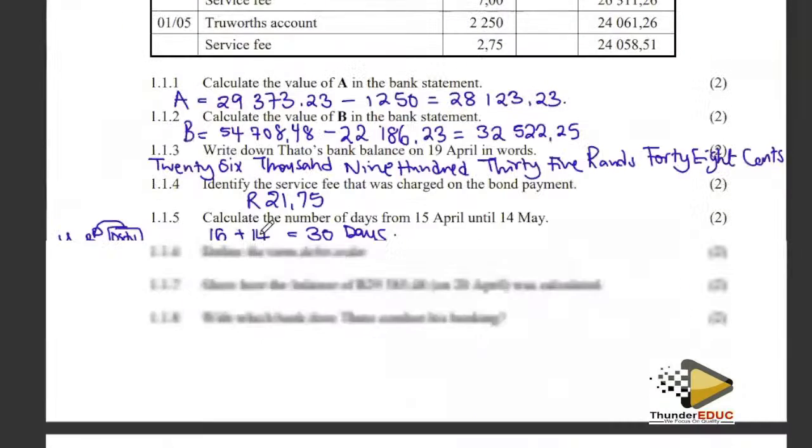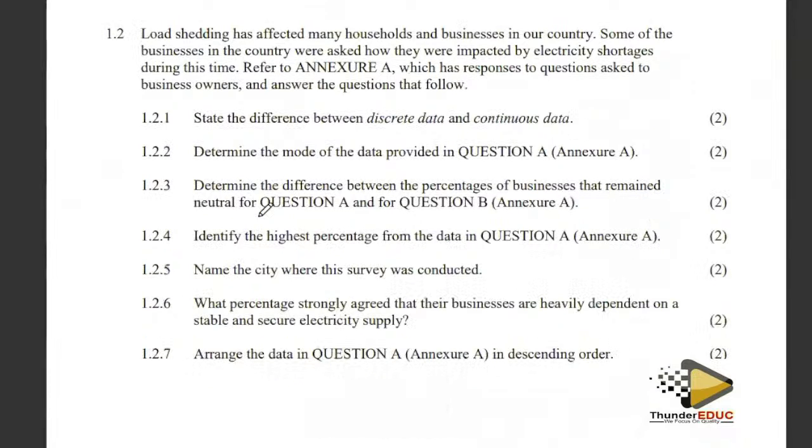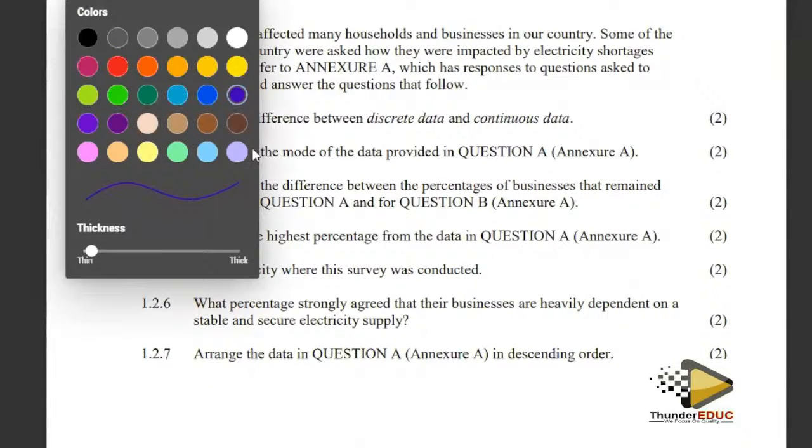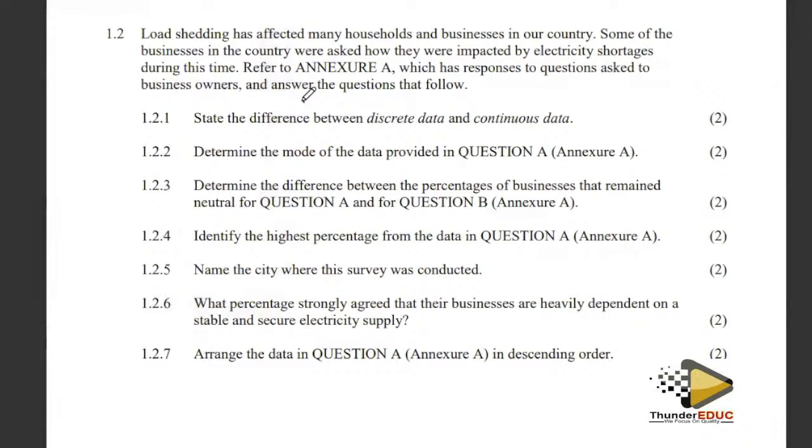1.2 talks of load shedding has affected many houses and businesses in our country. Some of the businesses in the country were asked how they were impacted by electricity shortages during this time. Refer to Annexure A, which has responses to questions asked to business owners, and answer the questions that follow. State the difference between discrete and continuous data. This one we don't need to look at the annexure.